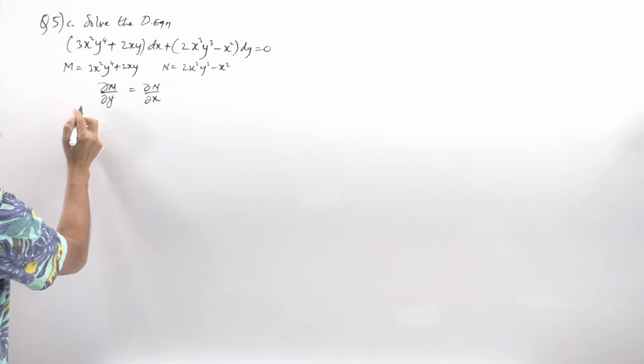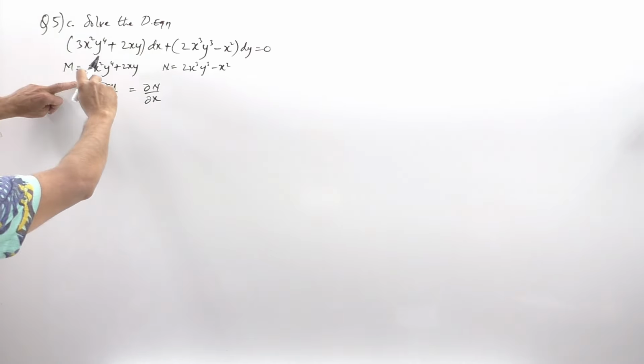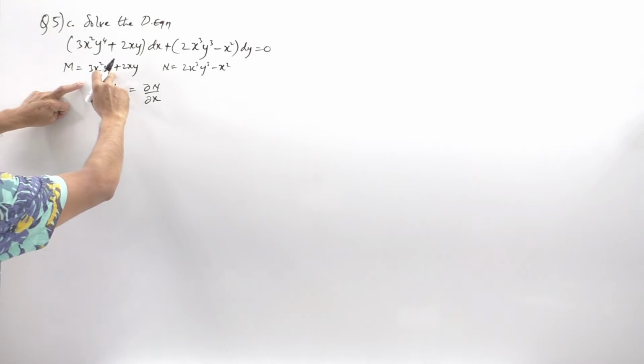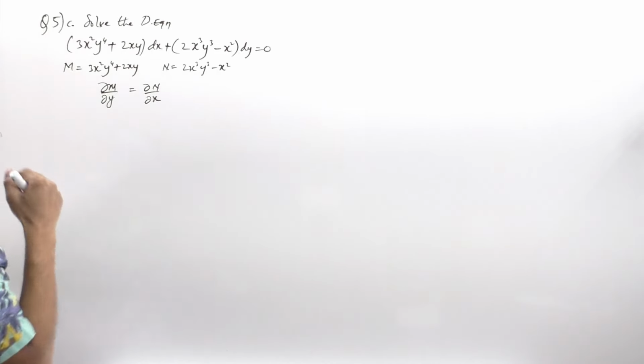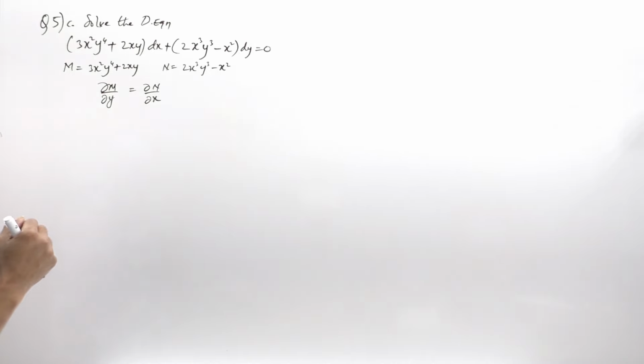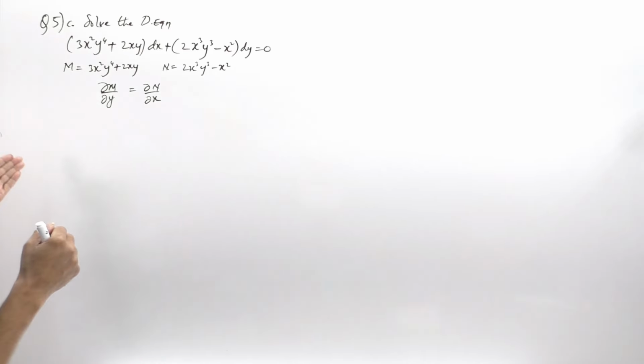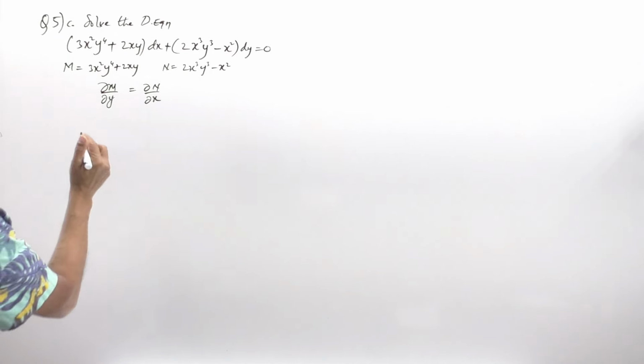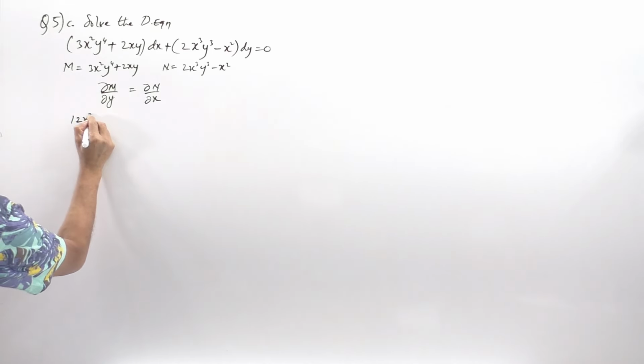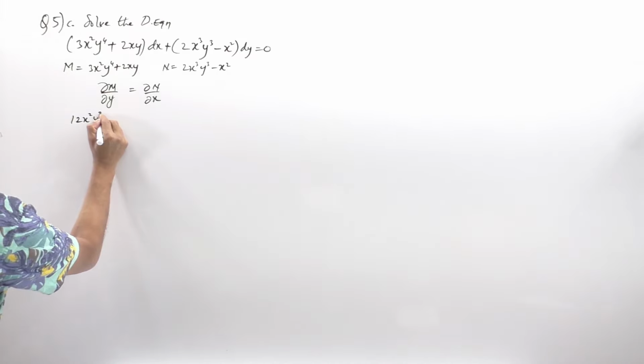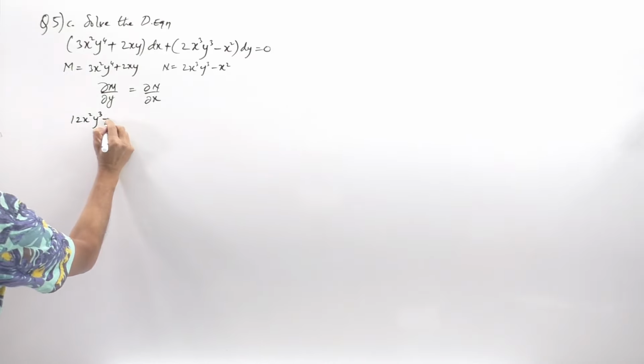So here dou M by dou y will be differentiation with respect to y. Be careful here. So only 3x square as it is. Derivative of 3x square y raised to 4 plus 2xy with respect to y will be 3x square as it is. Differentiation of y raised to 4 is 4y cube. So 4 threes are 12x square y cube. Okay. Plus 2x as it is.